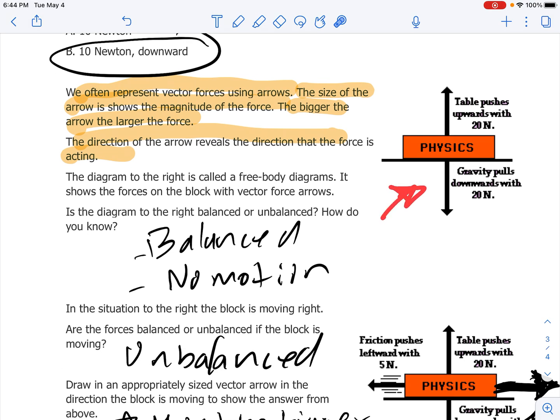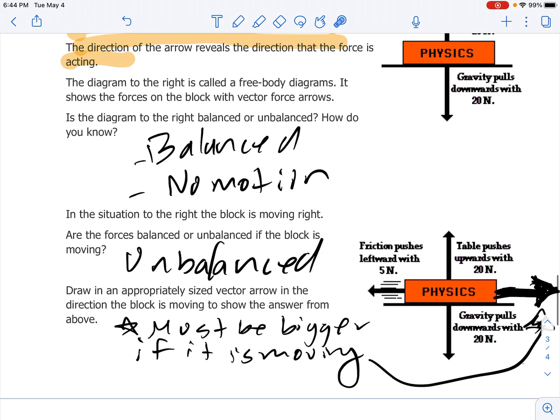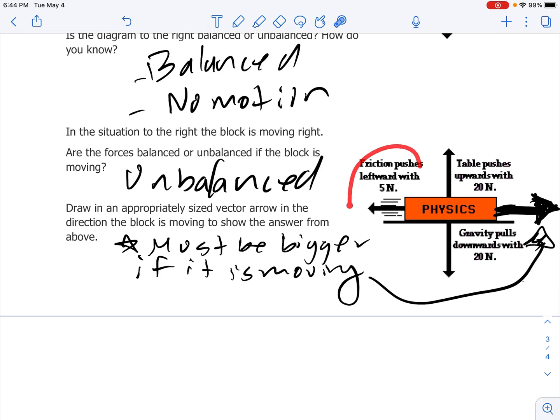Over here, this force diagram or free body diagram is balanced because I have 20 up and 20 down. There's no motion. Unbalanced, notice I have motion. I have 20 up and 20 down still, but friction is going left, which means in order for the body to be moving right, I have to show a bigger arrow, since it is not moving.